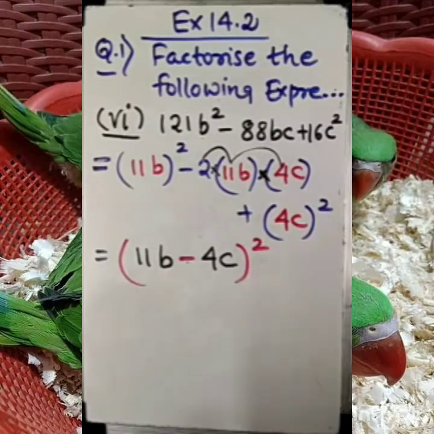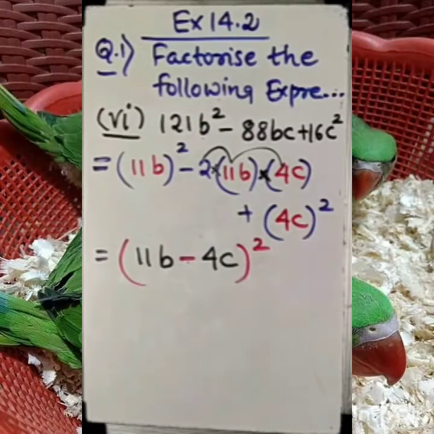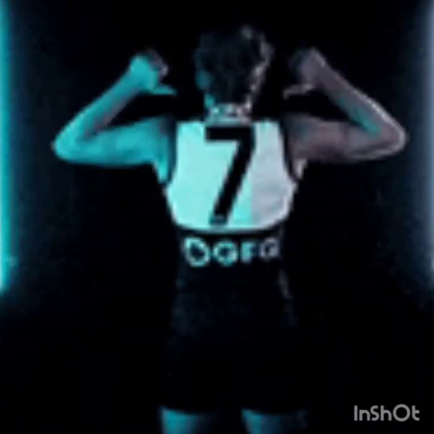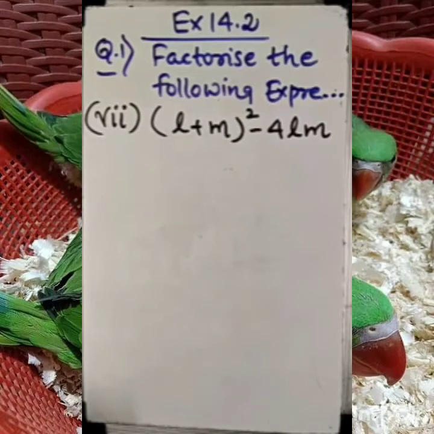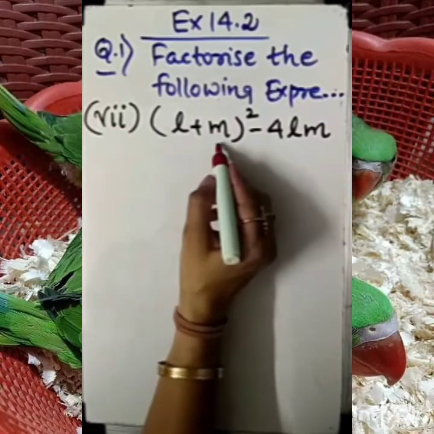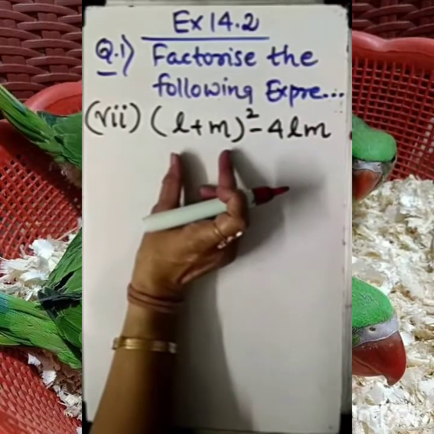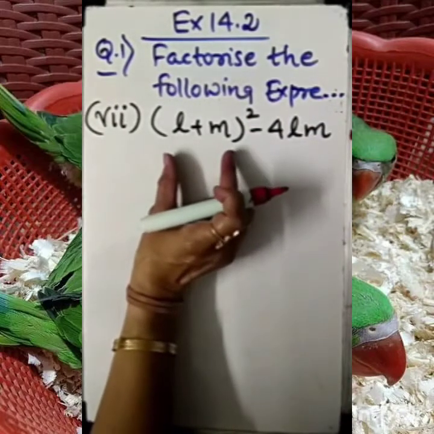Now let's go with the next question, which is very, very important, and that is different from these questions. Let's work out upon that. The 7th is on the screen. Just to see what we are given. l plus m whole square minus 4lm. Okay, so how to go with that? Let's work out. As we know that here l plus m whole square, this is a perfect square.